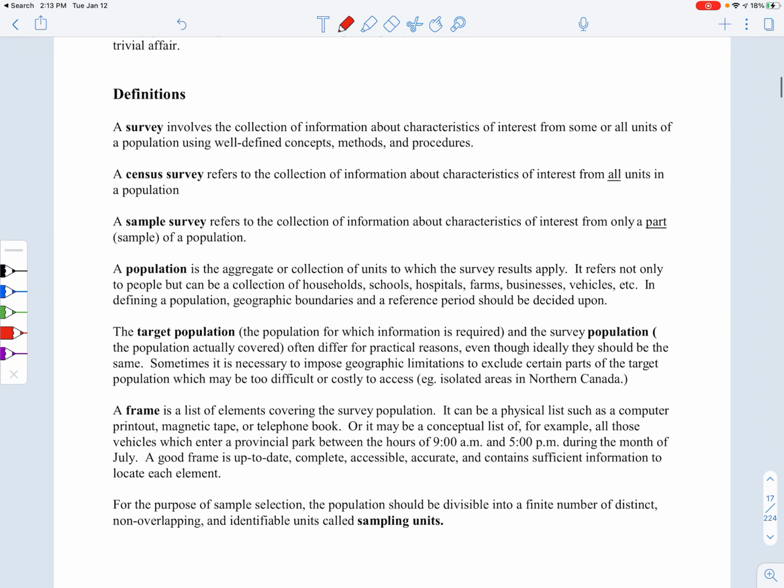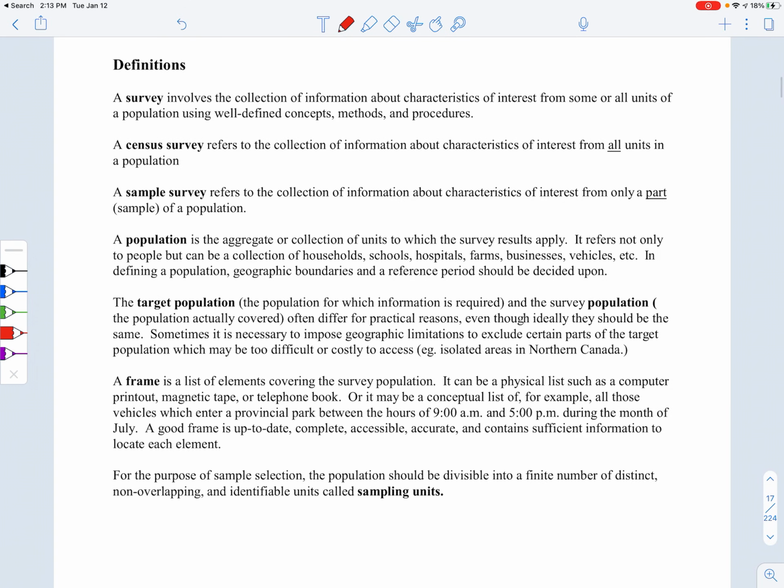Let's look first of all at some definitions here. A survey actually is both a noun and a verb. So we talk about surveying people, but a survey involves the collection of information about characteristics of interest from some or all units of a population using well-defined concepts, methods, and procedures. Yeesh. So we're going to take a look at what makes a good survey here, a questionnaire, and then the survey sampling techniques.